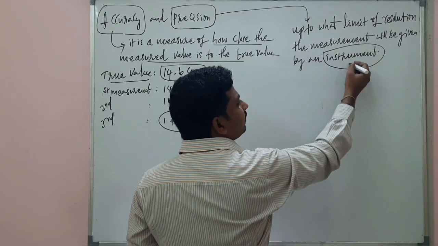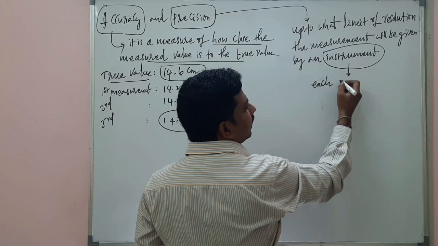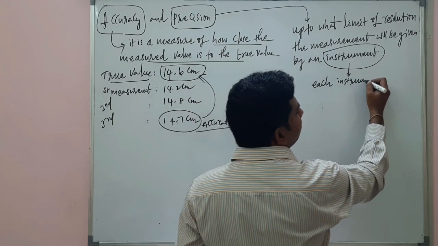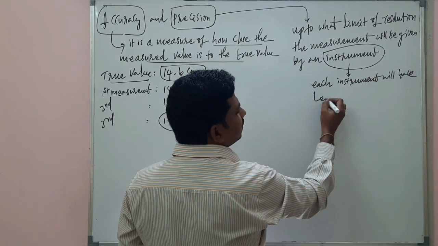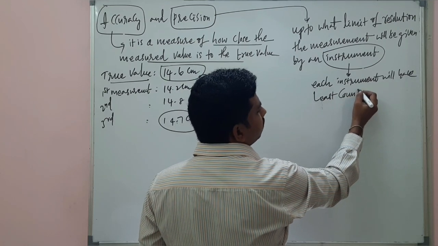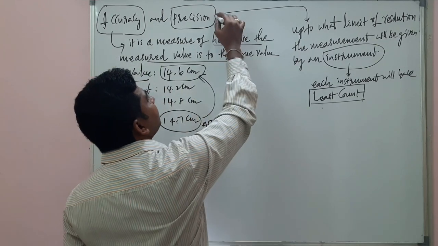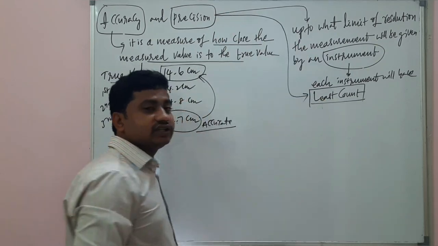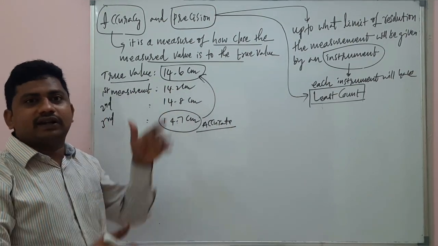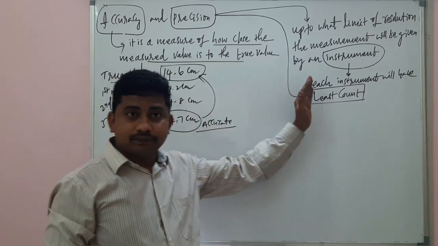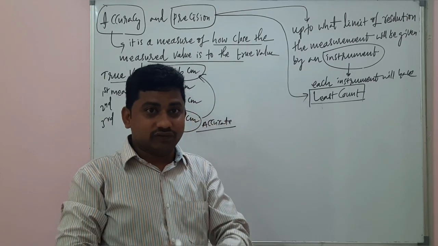Each and every instrument will have its least count, yes or no? Each instrument will have a least count. Remember, it will have the least count. So why I am talking about the least count here is that precision is connected with the least count of the instruments, because here the instrument is the same, while the person or the measurements are different. But here instruments will be different. For each and every instrument, the precision will be different, the least count will be different.